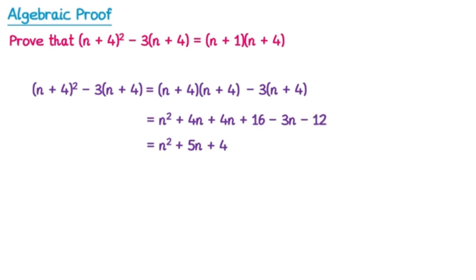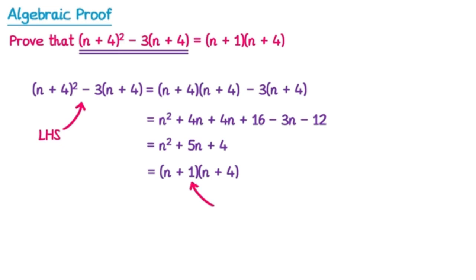We've now ended up with a quadratic expression which we can factorize. We're looking for two numbers that multiply to make 4, but add to make 5. And that's 1 and 4. So we can factorize this as n plus 1, n plus 4, which is exactly what was on the right hand side. So we've now finished the proof. If you look closely here, we started with this, which was exactly what was on the left hand side, and then we ended up with this, which was exactly what was on the right hand side.